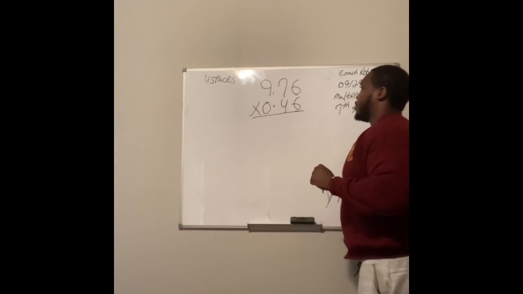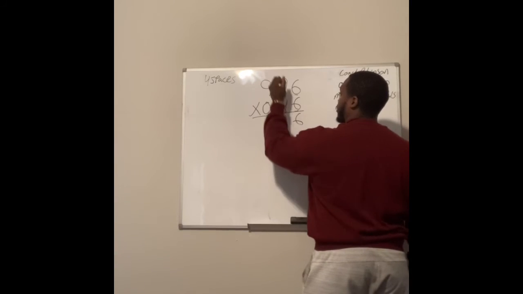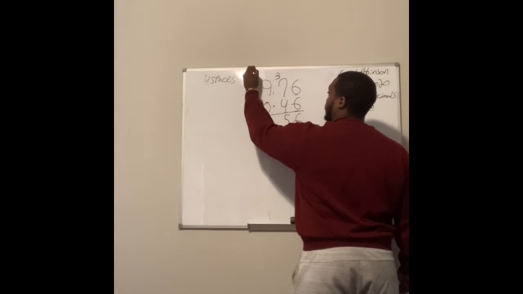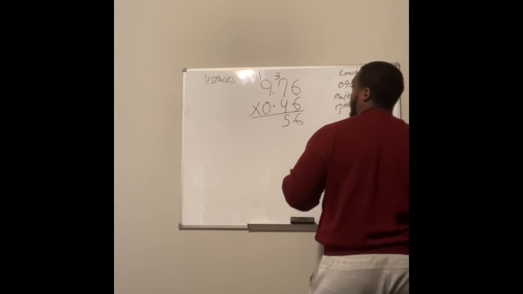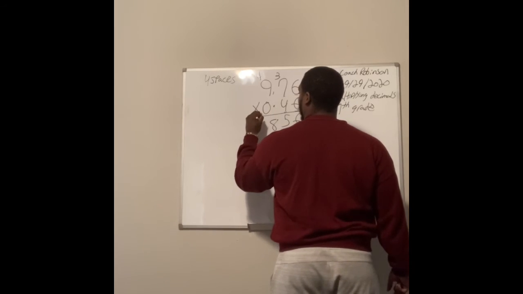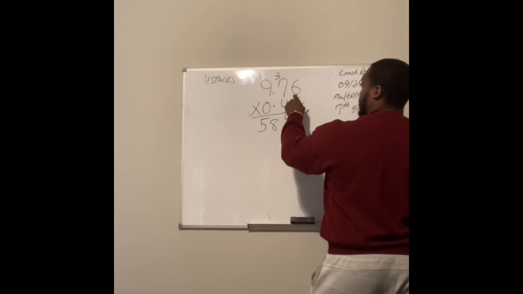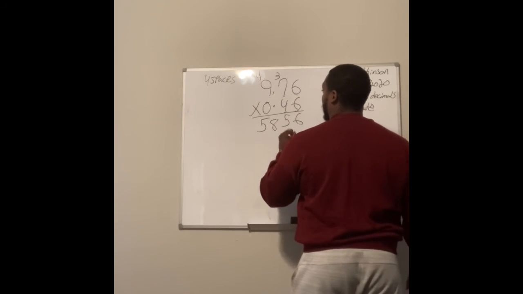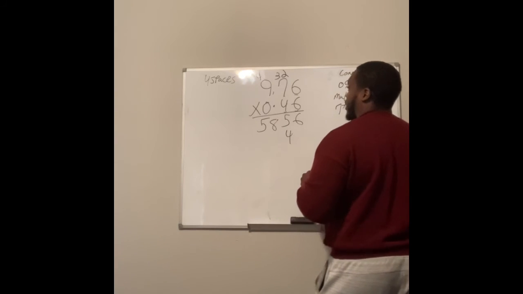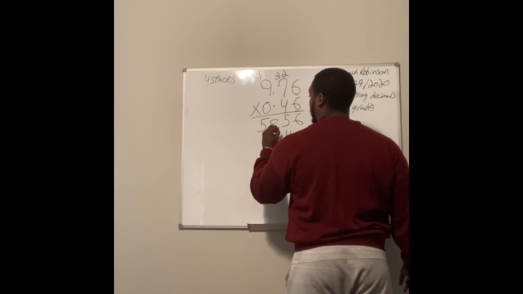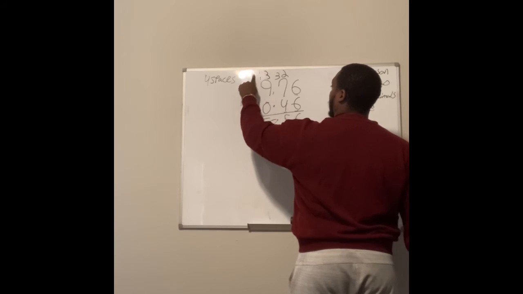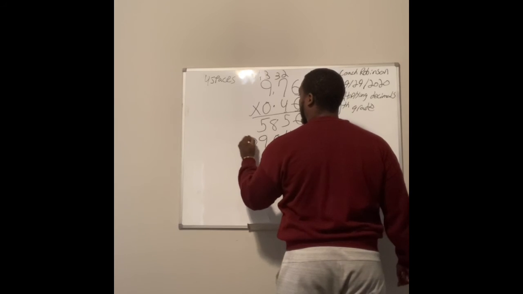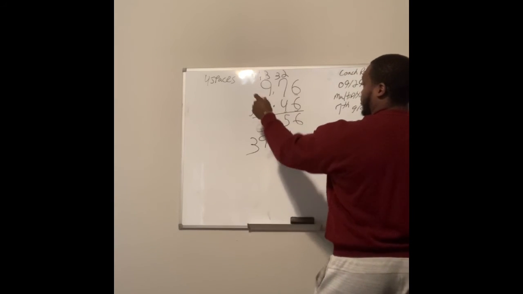So now let's do the math. 6 times 6 is 36, carry the 3. 7 times 6 is 42, plus 3 is 45, carry the 4. 9 times 6 is 54, 54 plus 4 is 58. Okay? 4 times 6 is 24. Carry the 2. 7 times 4 is 28, plus 2 is 30. Carry the 3. And 9 times 4 is 36, plus 3 is 39. And now since this is 0, we don't have to factor this at all.